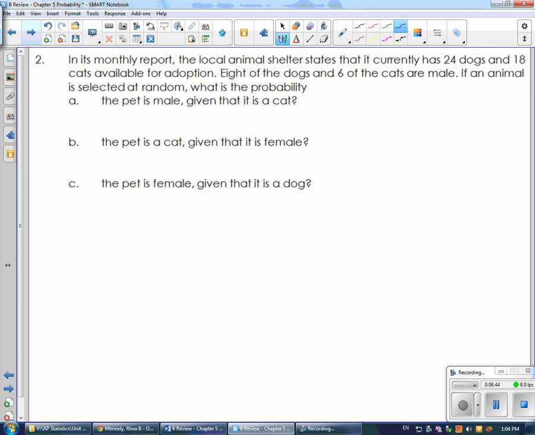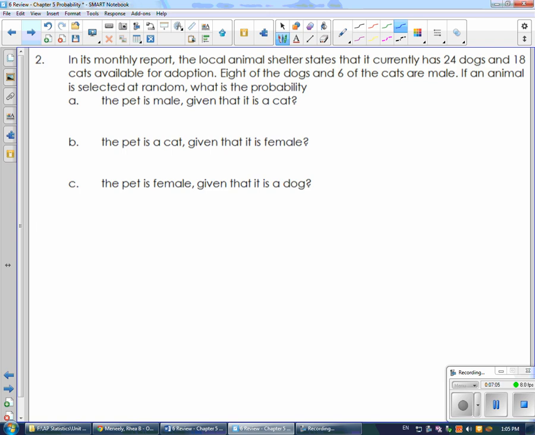Okay. In number 2, it says, in its monthly report, the local animal shelter states that it currently has 24 dogs and 18 cats available for adoption. 8 of the dogs and 6 of the cats are male. If an animal is selected at random, what is the probability? And then we've got male, what's the probability that it's male given it's a cat, and so forth.